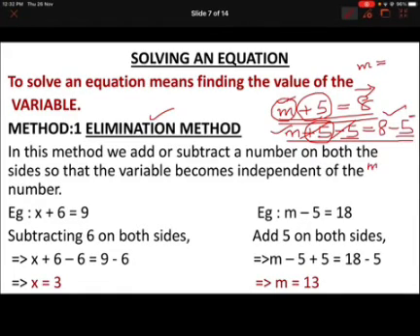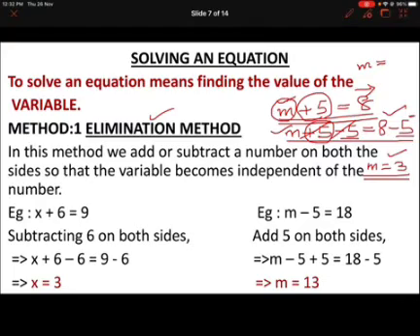Now our m is independent. On the RHS, 8 minus 5 becomes 3. So the value of m is 3. So now you have solved the equation. How did you solve? You found the value of the variable. That's what we mean by solving an equation. Solving an equation means finding the value of the variable.